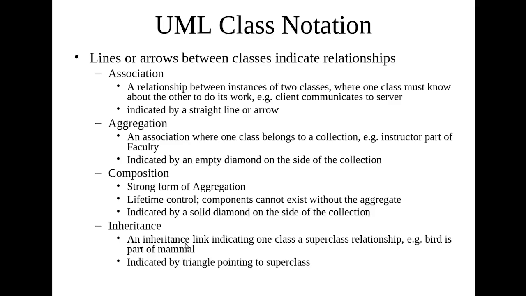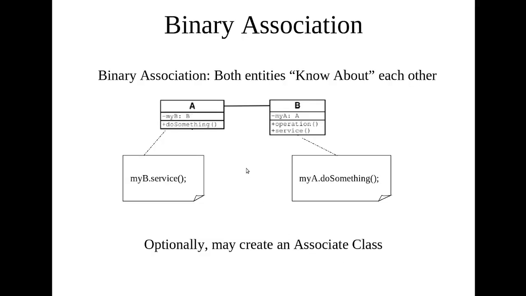Inheritance is when there is a superclass and a subclass, a base class and a subclass, with that kind of relationship. So bird is a part of mammal. This can be indicated by a triangle pointing to the superclass. Let me show you this here.